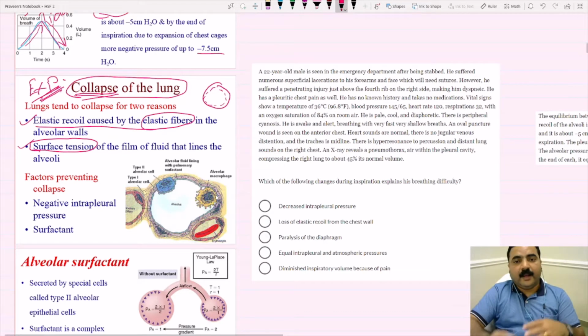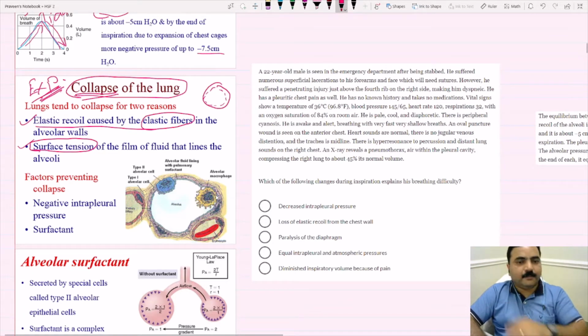But we cannot allow the lung to collapse completely. We need to maintain it in an expanded state. If it collapses completely, it becomes impossible for the muscles to work and bring it back to its expanded state. So we need to prevent the collapse of the lung.